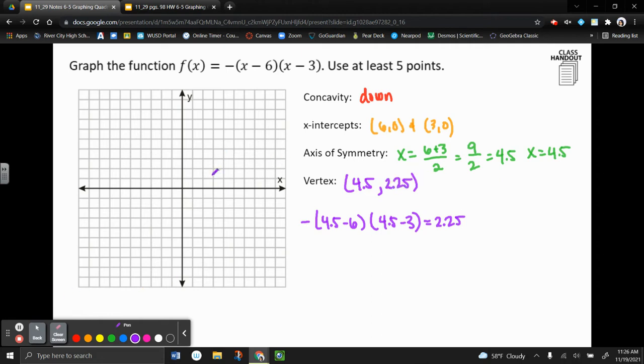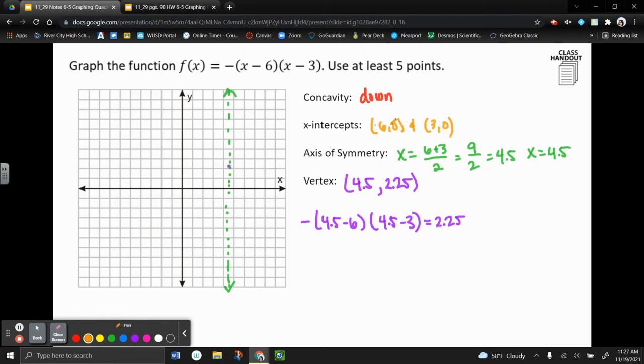All right, so now let's plot some of these points. So 4.5, 1, 2, 3, 4 and a half, and I'm going to go up 2 1/4. So 2 1/4 is maybe right here. Our axis of symmetry is going to be here. And that axis of symmetry is important because that's going to be our line of reflection.